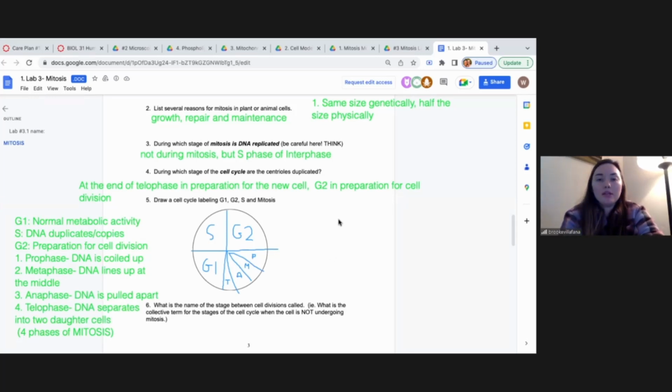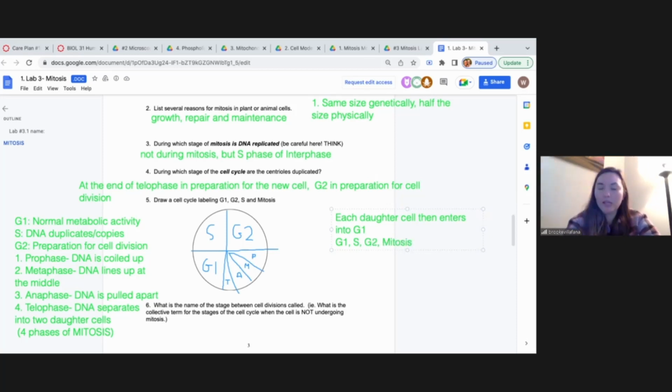And then each daughter cell enters into G1. So each daughter cell would go through the same thing again. Does that make sense? They would go into G1, then S, then G2, then mitosis, each daughter cell. And then they would produce more daughter cells, and so on, and so on, and so on. Okay, so the original process is over here.